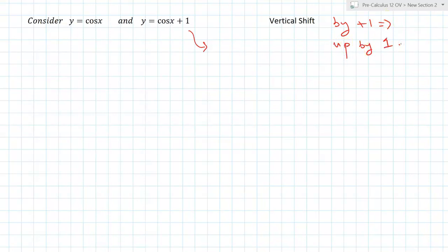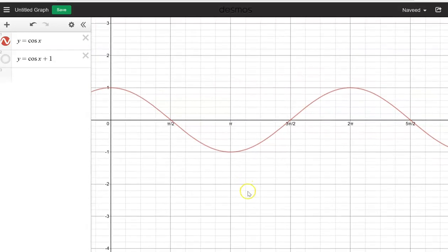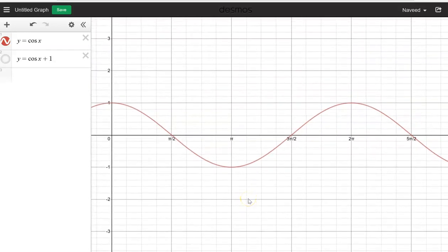Okay, so that's basically it, the exact same thing as the polynomial function. So let's go ahead to the graph, to the Desmos, and see what is happening. So here's the original graph of y equal to cos x, and guess what happens when we add 1?